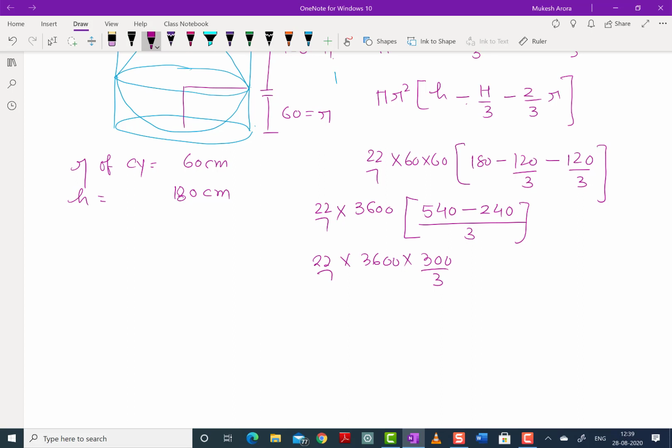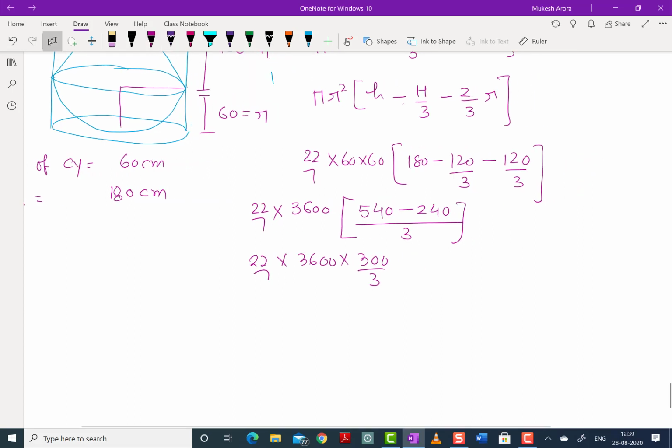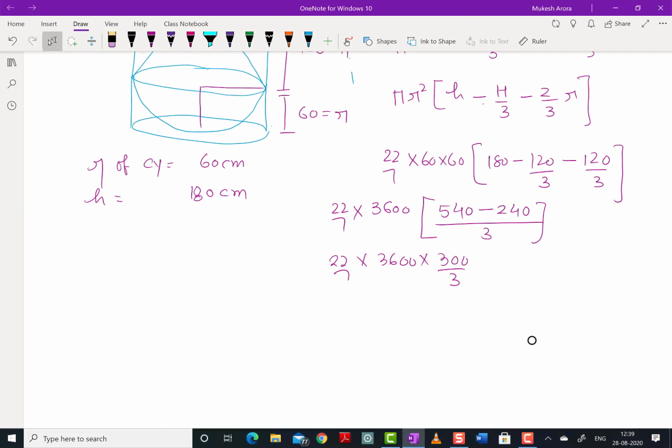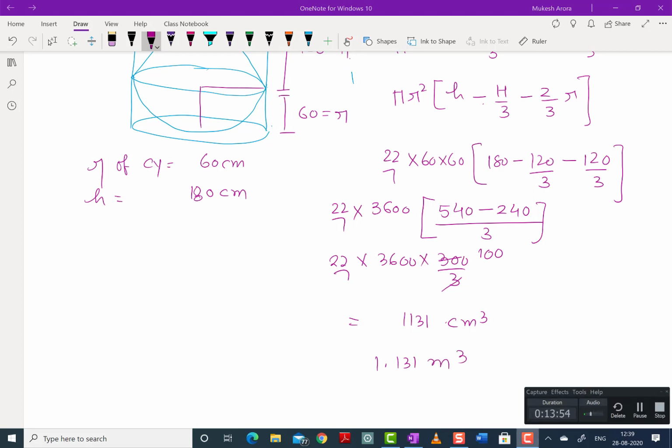So it will be 100, right? So the answer will be 1131 centimeter cube or 1.131 meter cube. So that is all.